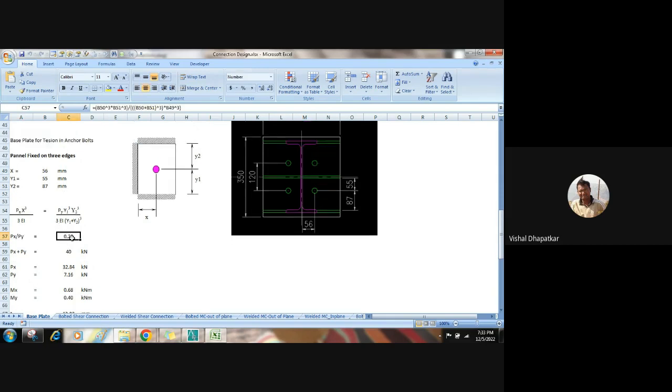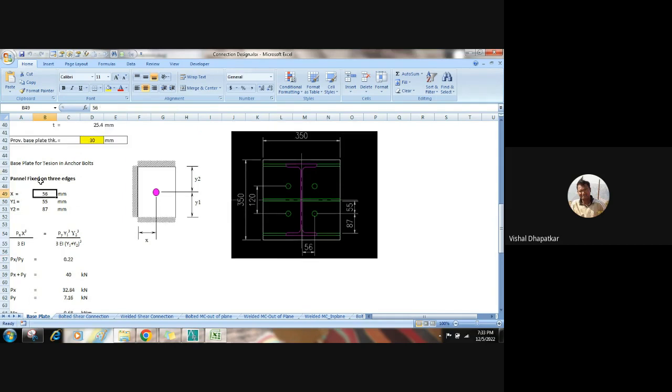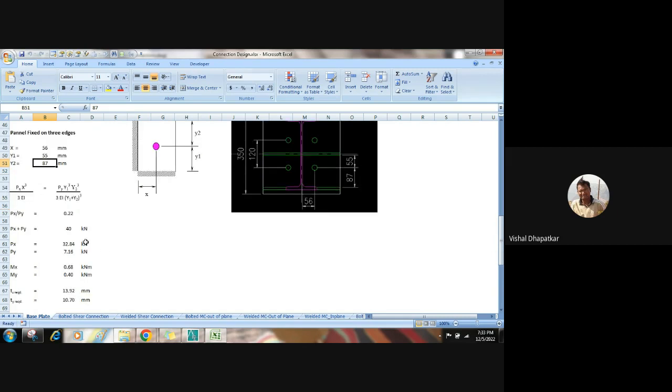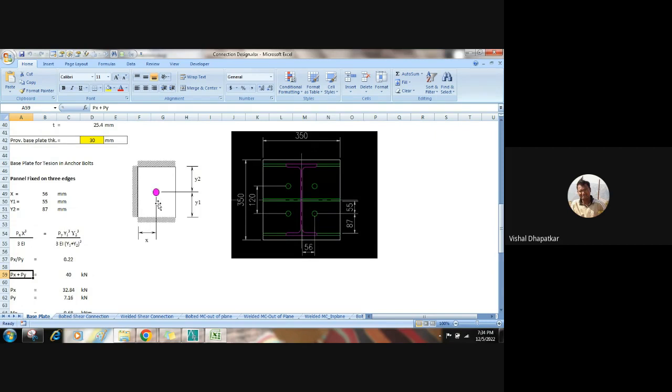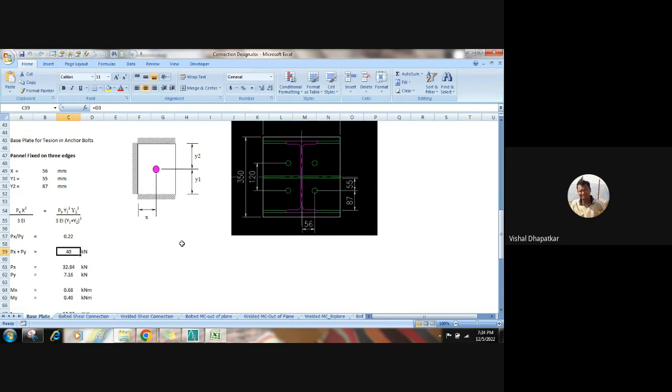So it will be 0.22 because we have all the parameters. X is 56, meaning this cantilever distance, or the distance of the web from the bolt center. Y is 55, so another distance is this 55, and Y2 is 87. Once we draw the geometry, or the configuration of the base plate, we'll get all these distances. So based on that, we got one equation, Px by Py, its ratio is 0.22. But the actual tension in the bolt, how much is it? It is 40 kilonewton, right?